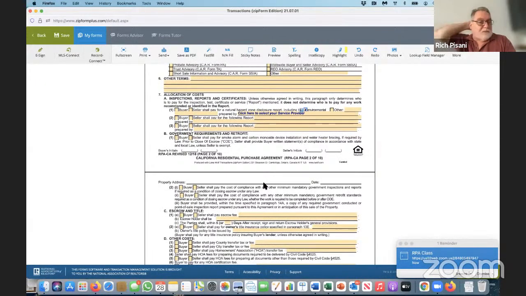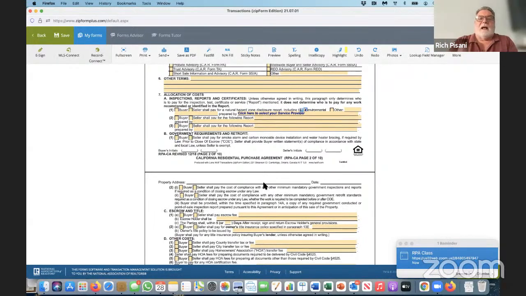Governmental requirements and retrofit. There are certain state requirements, for safety reasons, that have to be done before close of escrow. Smoke detectors, carbon monoxide detectors, all of that. Oh, going back to termite, listing agents, counter it out. Counter termite out. Termite is not a part of this agreement.